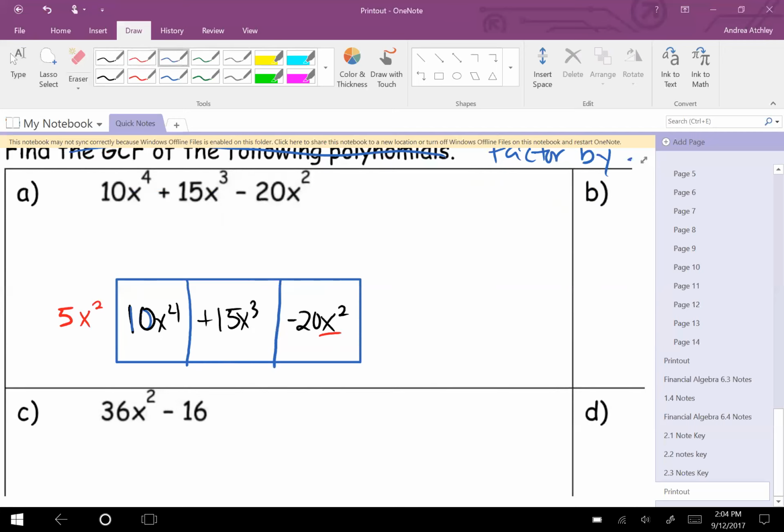Then we're just going to divide. 10 divided by 5 is 2, and then x to the 4th divided by x squared is x squared. We take away 2 of them. Then 15 divided by 5 is 3, and x cubed divided by x squared is just x, and it's a positive 3x. And then negative 20 divided by 5 is negative 4, and then the x squared divided by the x squared is 1. So they take 2 away, and I have no more left.